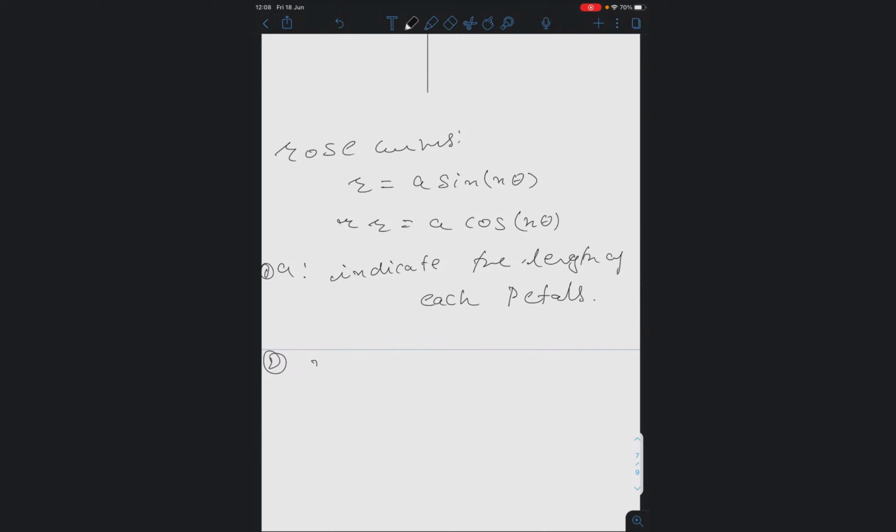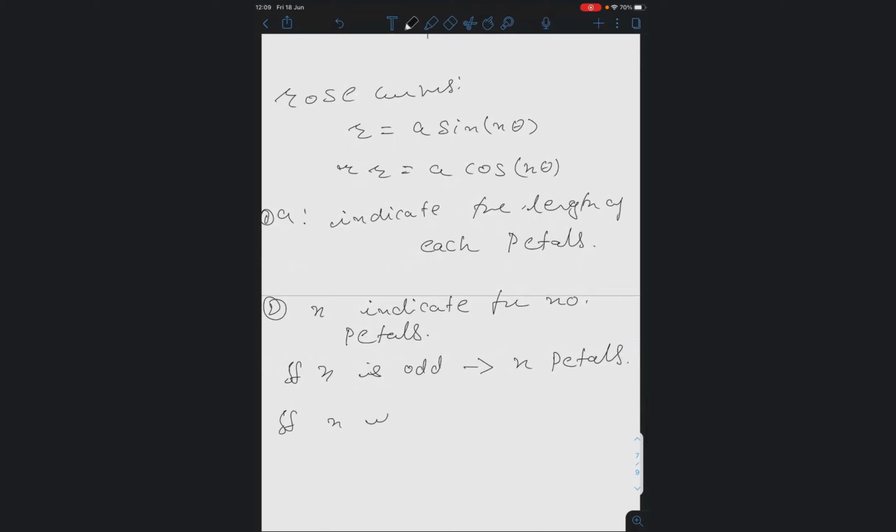Second point, N indicates the number of petals. That means if N is odd, you will have exactly N petals. And if N is even, you will have exactly 2N petals.